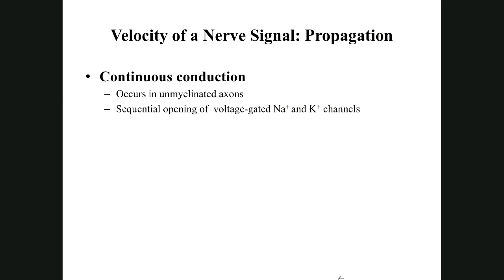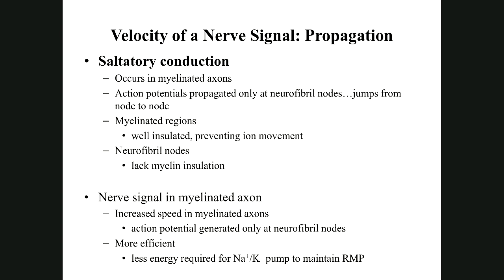Compare that to saltatory. Saltatory is a term that I learned back in animal behavior. In animal behavior, I learned that frogs and rabbits and kangaroos move by saltatory movement. So if you haven't figured it out yet, saltatory means jumping, right? So saltatory conduction is what happens when we have myelinated axons. Again, we're going to see it jump from node to node. That's the key. This AP jumps from node to node, and in that process of jumping from node to node, it speeds up the action potential.